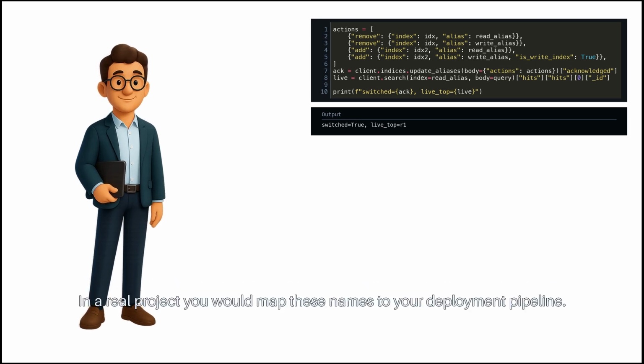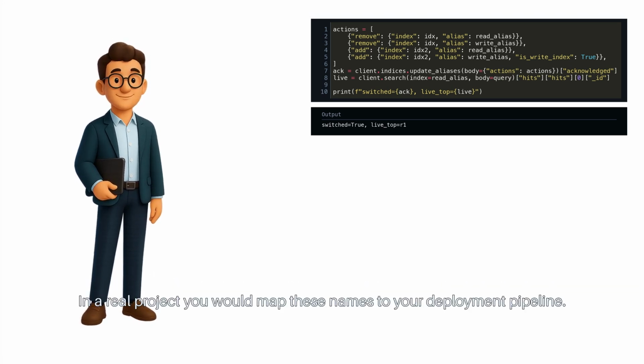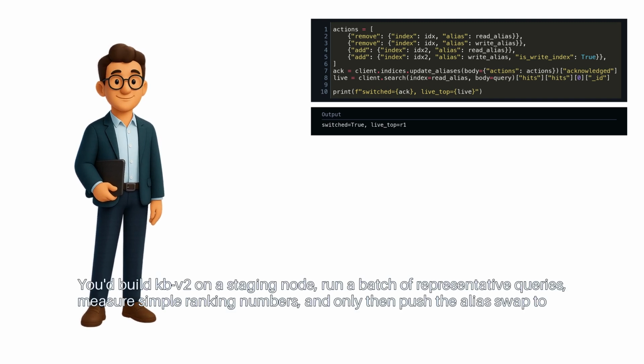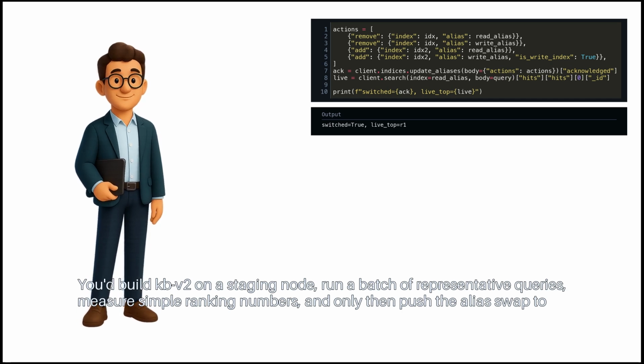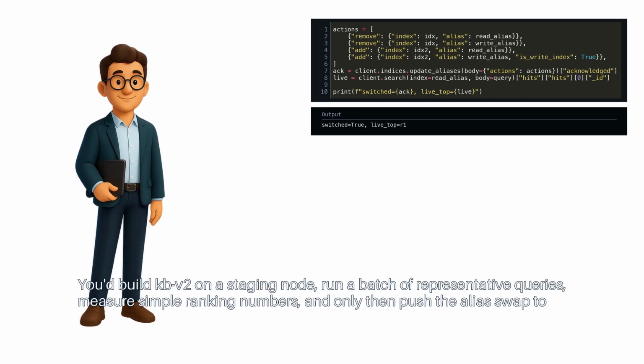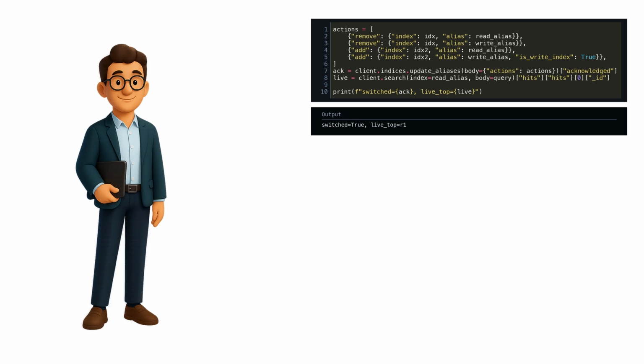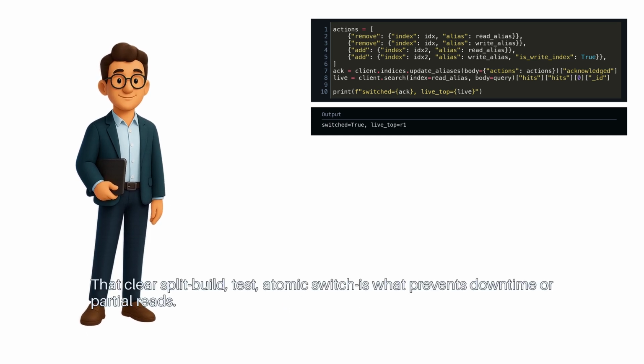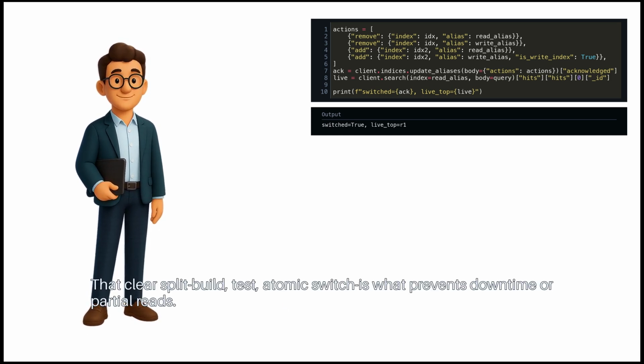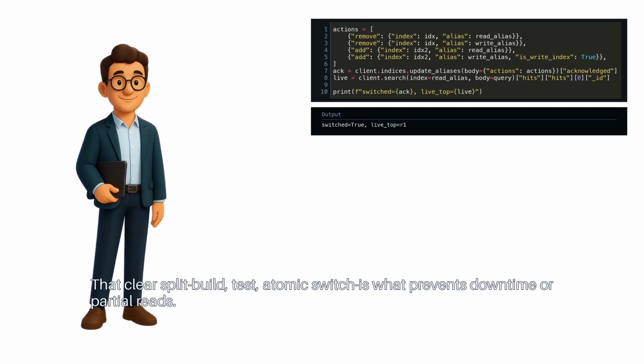In a real project, you would map these names to your deployment pipeline. You'd build KBV2 on a staging node, run a batch of representative queries, measure simple ranking numbers, and only then push the alias swap to production. That clear split, build, test, atomic switch, is what prevents downtime or partial reads.